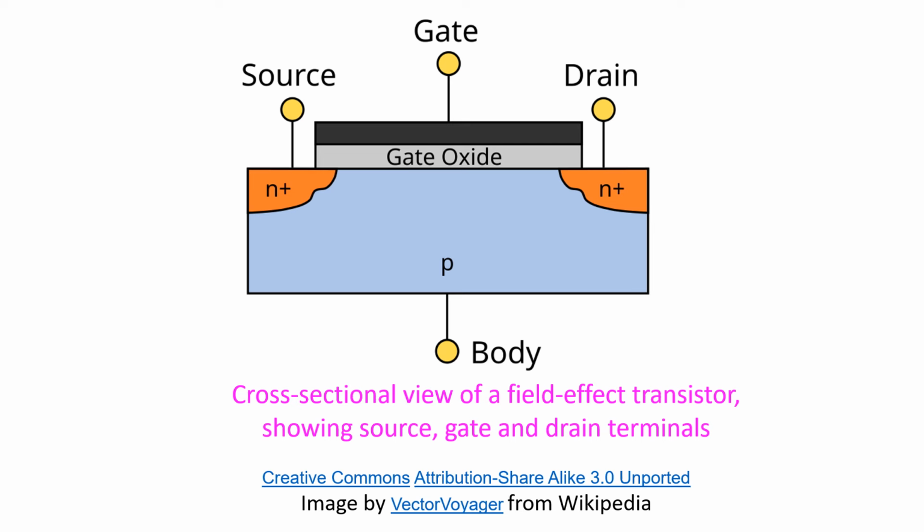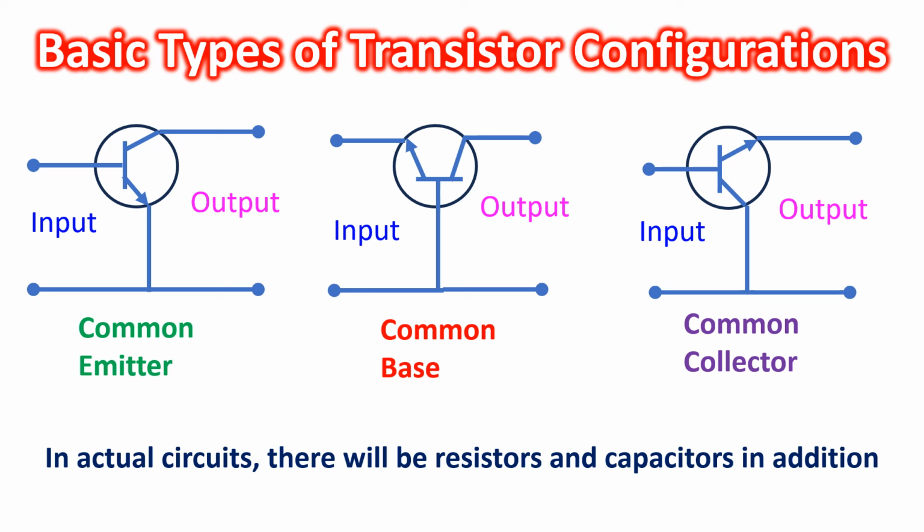Though Julius Edgar Lilienfeld proposed the concept of a field effect transistor in 1925, a working prototype could not be made then and had to wait for further development of semiconductor technology. Three main types of configurations in which transistors are used are the common emitter, common base and common collector.